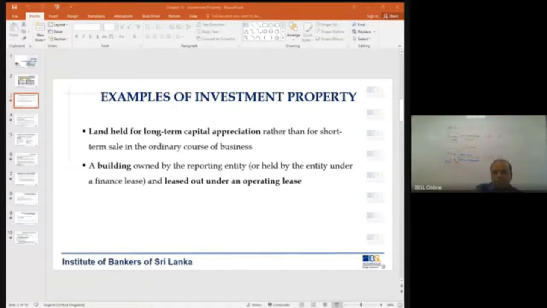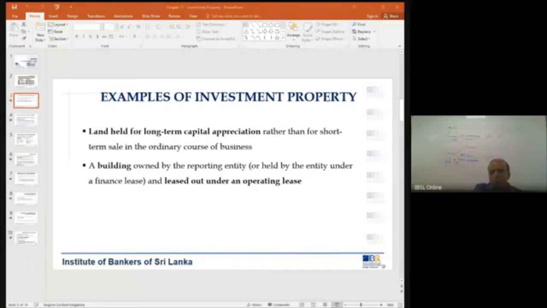Initial measurement of investment property. So you know initial measurement should be at its cost, including the transaction costs. You know that. I explained in PPE what are the initial costs and then what are the additional transaction costs involved in it. So a property interest held under a lease and classified as an investment property shall be accounted for as if it were a finance lease. So the leasing standard covers this particular requirement separately.